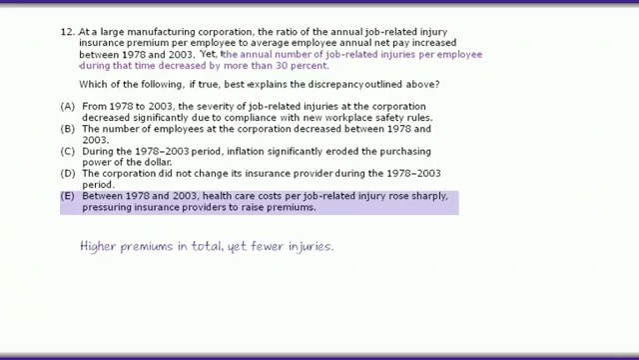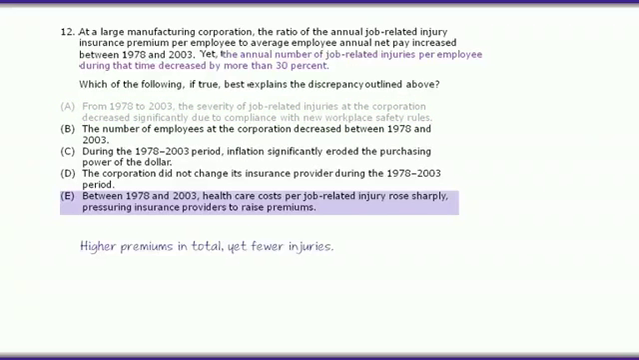Answer choice A is a 180. It deepens the paradox rather than resolving it. If the severity, as well as the number of injuries decrease, then you'd expect treatment costs and thus insurance premiums to decrease as well. Answer choice A is incorrect.